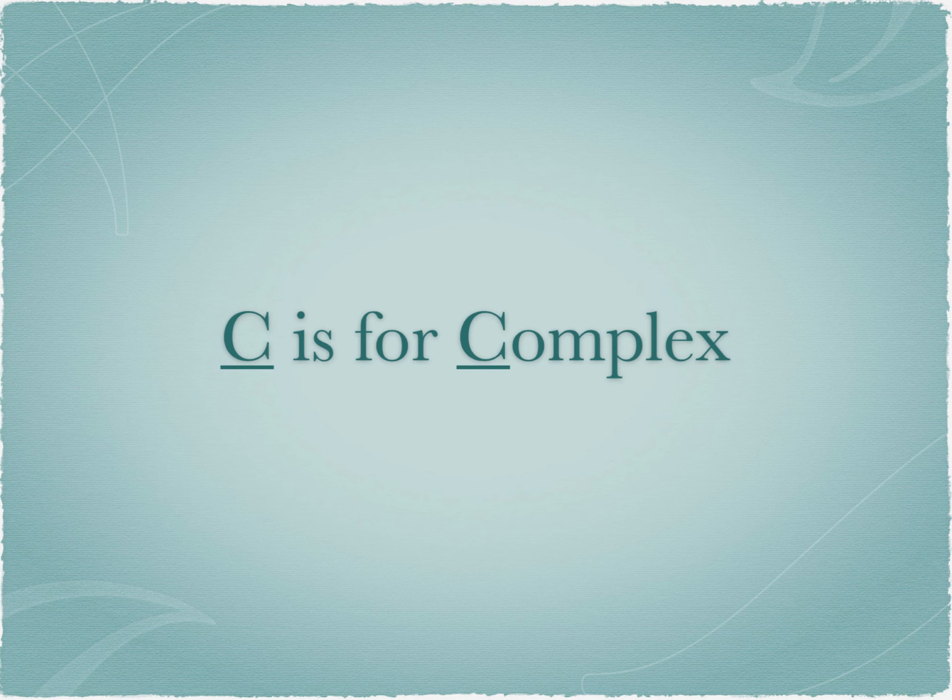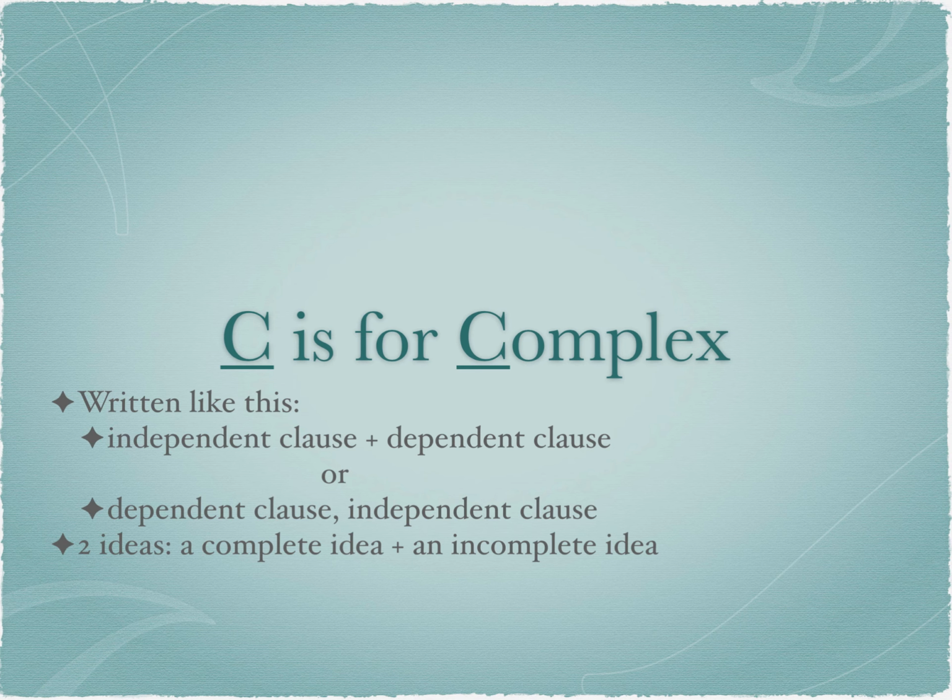The next C is for complex. Complex sentences. Complex sentences are independent and dependent clauses connected together. Many times you'll see that they are written like this: an independent clause plus a dependent clause in that order. Or sometimes you start with dependent clause, comma, independent clause. There are two ideas. One is a complete idea and one is an incomplete idea.